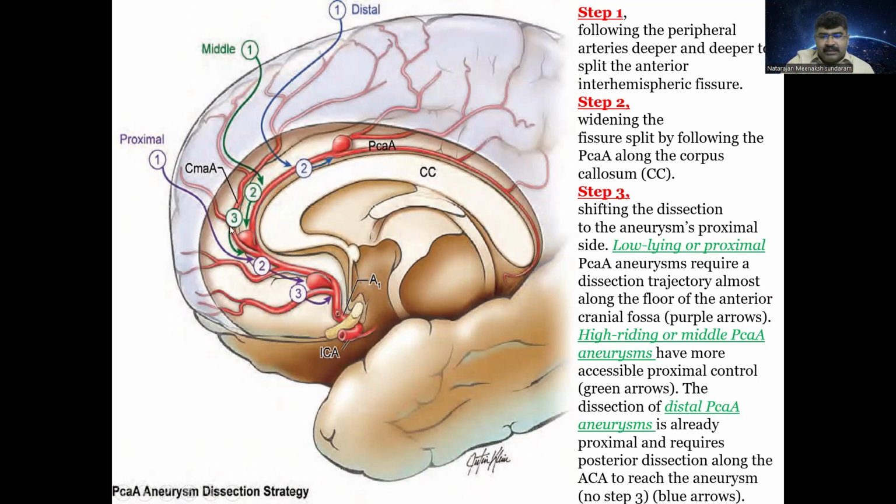And then shift the dissection to the proximal side. You have to come proximal to the aneurysm. If it is a low-lying or a proximal pericallosal artery aneurysm, it requires a dissection trajectory almost along the floor of the anterior cranial fossa. Whereas if it is a high-riding or a middle pericallosal artery aneurysm, the proximal control is quite easy. Similarly for the DACA aneurysm, the distal ACA aneurysm, the proximal control can be easily obtained with the interhemispheric transcallosal approaches.